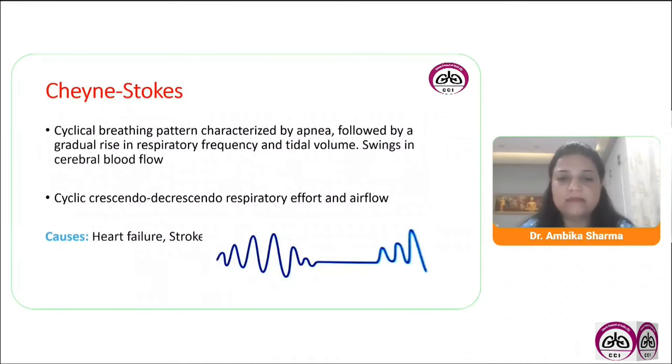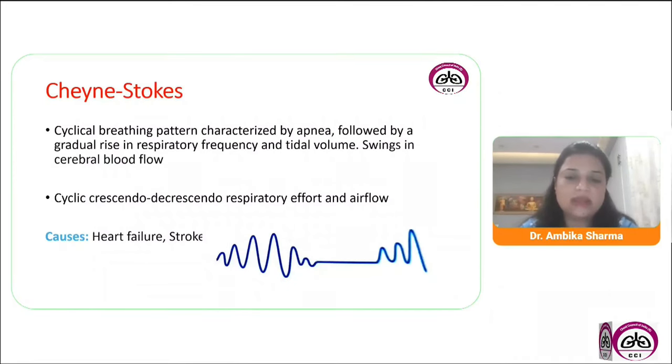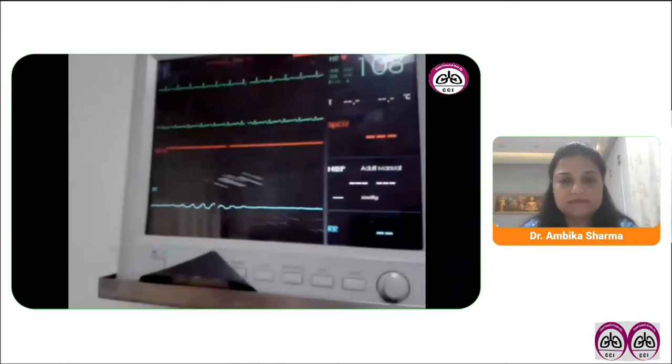What we can see here is that it started with eupnea, increasing in the rate and depth of respiration, and then slowly decreasing and going to apnea, and again the respiration slowly and gradually picks up. So this is ascending and descending, or apnea and hyperapnea alternately coming in patients with Cheyne-Stokes breathing.